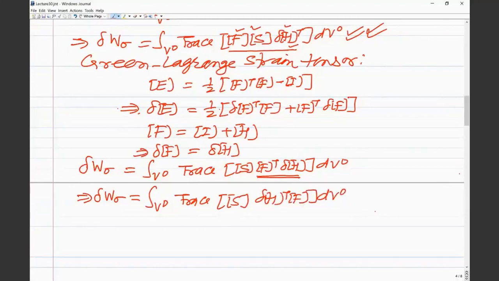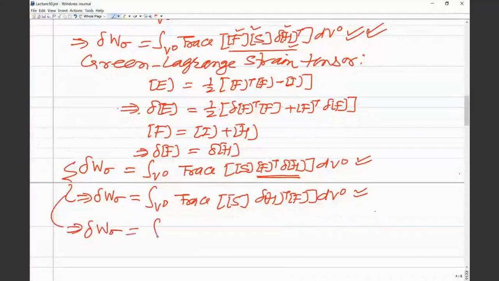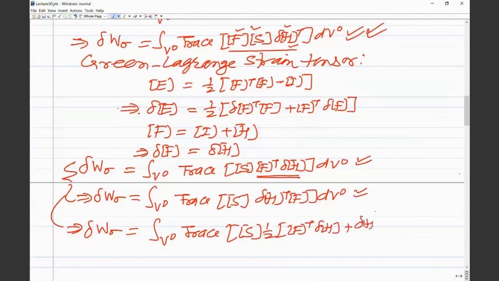So now there are two different expressions. One is S into F transpose into delta H. The other expression is S into delta H transpose plus F. So if we sum these two and divide by two, that will also give us delta W sigma. So from these two, we can write delta W sigma is equal to integration over V naught of trace of S, and half, of course, I can write it anywhere. So I can write S and then half, and then F transpose into delta H plus delta H transpose into F. So the sum of those two I am writing, into dV naught. So you can write it like this.